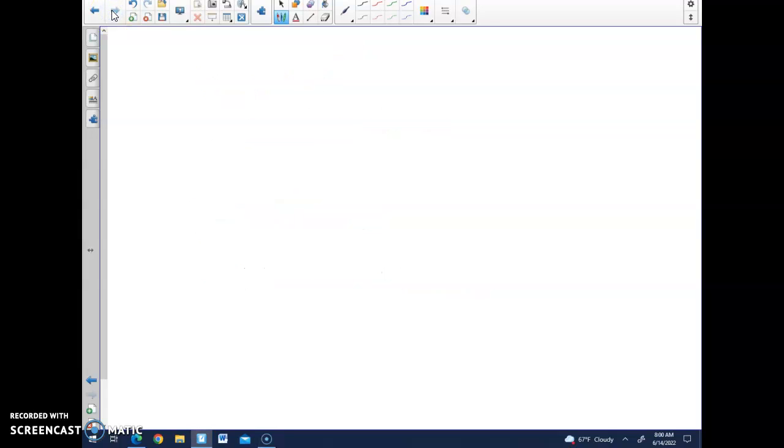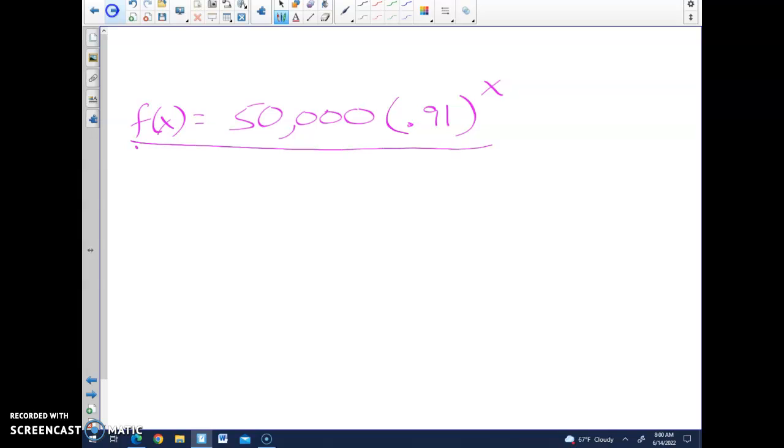If the population of South Brunswick is currently at 50,000, that's my initial population. If the population decreases at a rate of 9%, it's 100% minus 9%. That's 0.91. How many people live in South Brunswick in x years? The time is always going to be the exponent. And that's it. On the test, you just have to write the equation out. You're not even going to have to figure out how long it's going to be. You're just writing the equation.